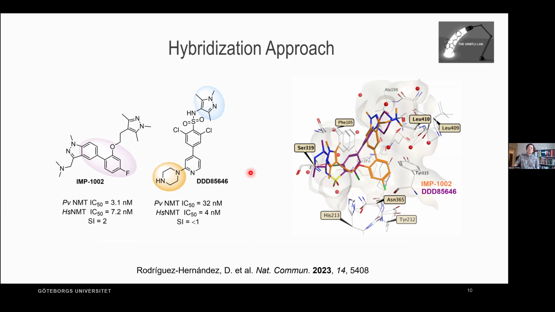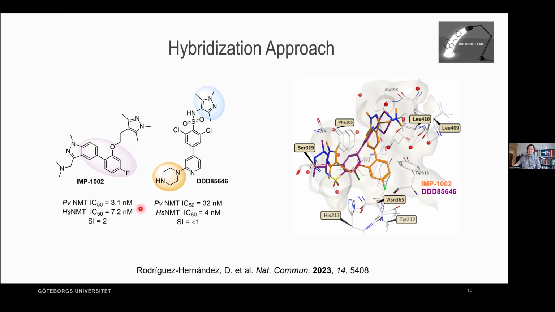When we started this, we looked at some compounds that were already out there. Two of these are shown here, EMP 1002 and DDD 85646. Both compounds have been developed by the Tate Group at Imperial College in the UK, who have done some really fantastic work on making NMT inhibitors targeting malaria for at least the last 10 years. What is typical for quite a few of the compounds they come up with is that they're pretty potent. I just listed the IC50 values. Several of them are really low nanomolar.